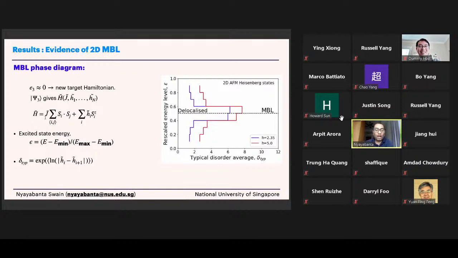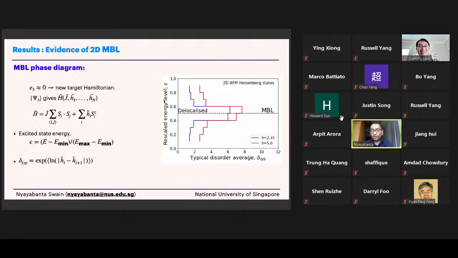However, to obtain this phase diagram, we rescale the energy corresponding to this excited state. In a sense, psi naught, the ground state of our original Hamiltonian, will be an excited state for the new Hamiltonian S tilde, and its energy is found in this way. Also for the disorder, since we have very different disorder samples, the distribution is very different, unlike our initial disorder, which is a uniform disorder sample. So we calculate something called the typical average.